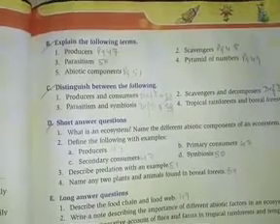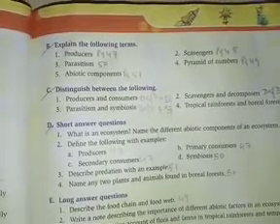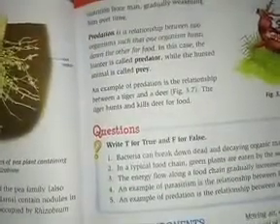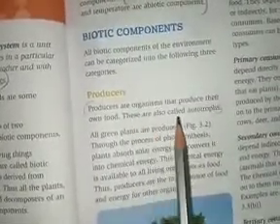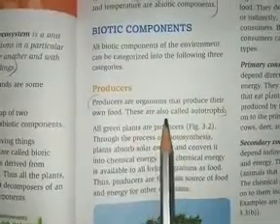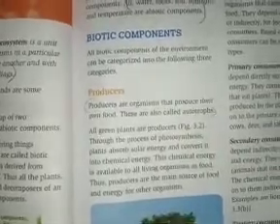Next, explain the following terms. Now these terms you can find as definition in the following pages. The first one is producers, page number 47. Okay, you want me to show the answer on that page, right? So here is the answer. Producers. Producers are organisms that produce their own food. These are also called autotrophs. Okay, same way for each answer you will be having the particular page number.